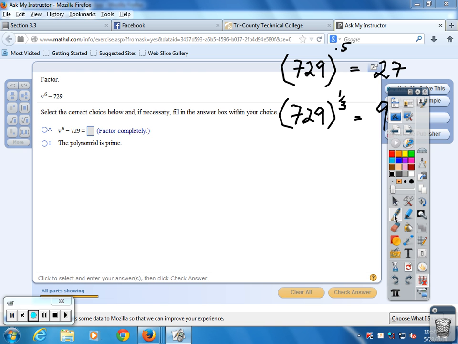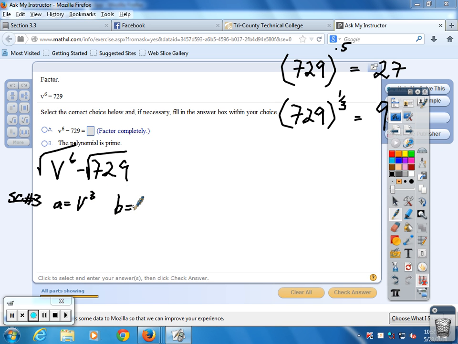And now let's do the shortcut. This is v to the 6th minus 729. Let's do shortcut number 3 first. That's the square root here and the square root here. So a is equal to v to the what? 3rd. And b is equal to what? What's the square root? 27. So that's going to be v cubed plus 27 times v cubed minus 27.